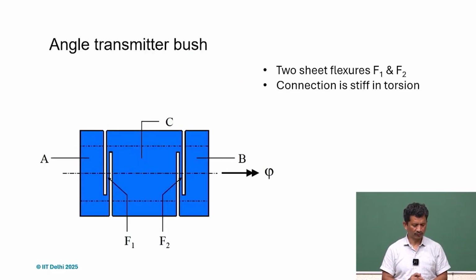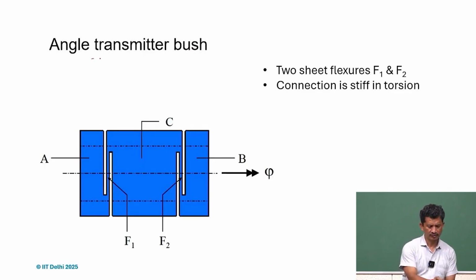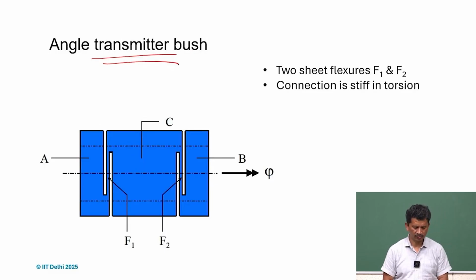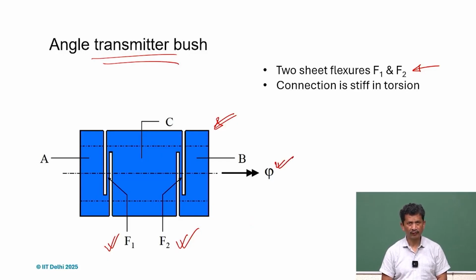So from the tube we can do many kinds of designs. So for instance, an angle transmitter bush. If we consider again a tube and make a cut like this, what we realize is that we create two sheet flexures, and in this case the only constraint we have is phi. So the connection is stiff in torsion.